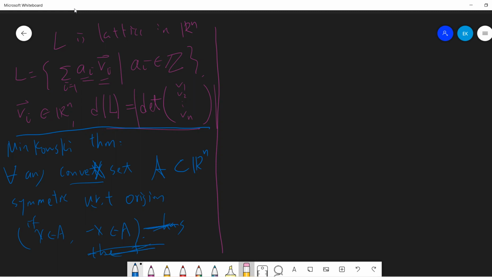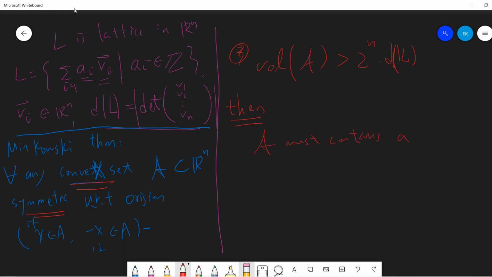Symmetric means if x belongs to A, then minus x belongs to A. So the first condition is symmetric with respect to the origin, the second is convex, and the third is that the volume of A is larger than 2^n times the covolume of L. For any set satisfying these three conditions, A must contain a point in L. So this is the theorem.